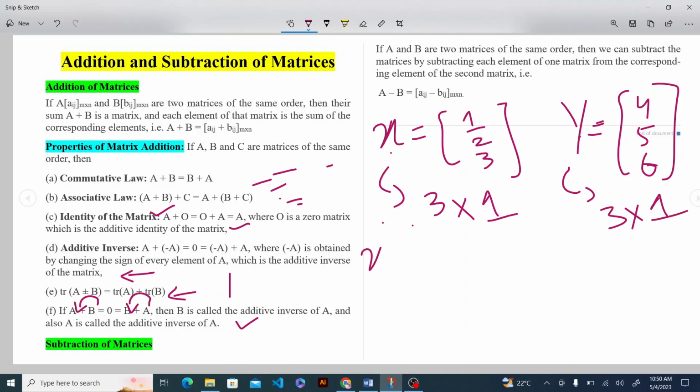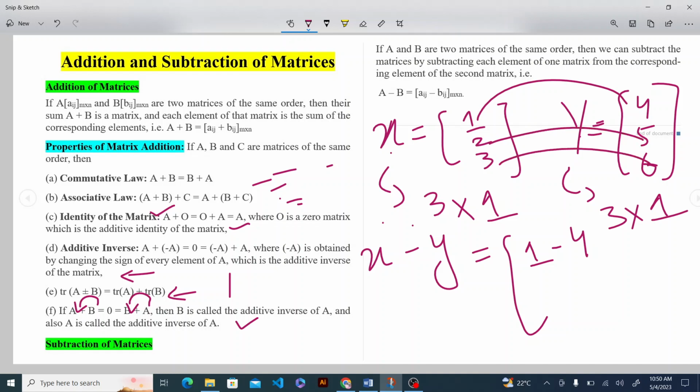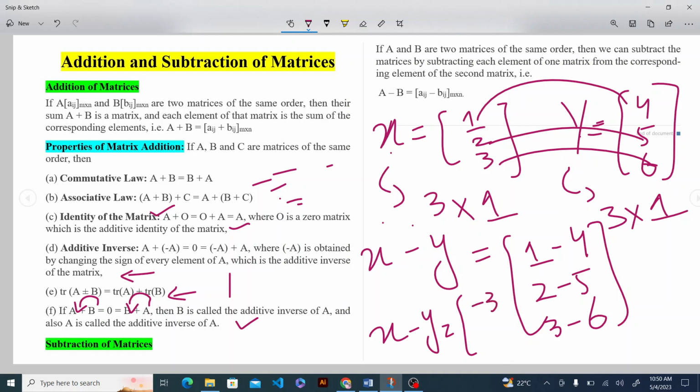So now what we have to do, we have to subtract y from x. So let us find the answer. 1 minus 4, corresponding elements will be subtracted. 4 will be subtracted from 1, 5 will be subtracted from 2, and 6 will be subtracted from 3. So the answer will be 1 minus 4 is minus 3, 2 minus 5 is minus 3, 3 minus 6 is minus 3. This is only a coincidence that we have got minus 3 at all three positions, and this is the answer.